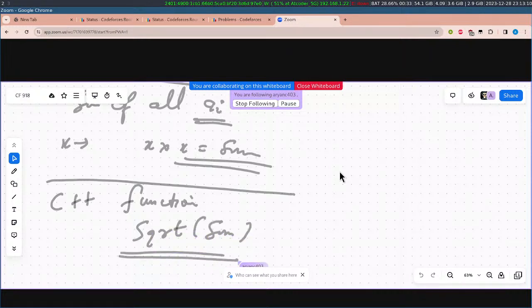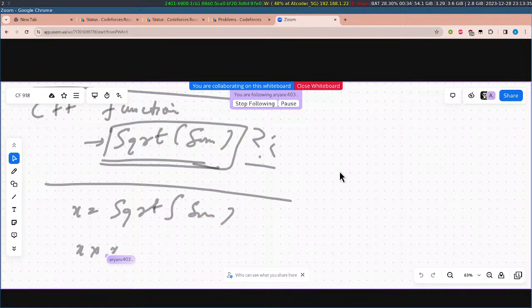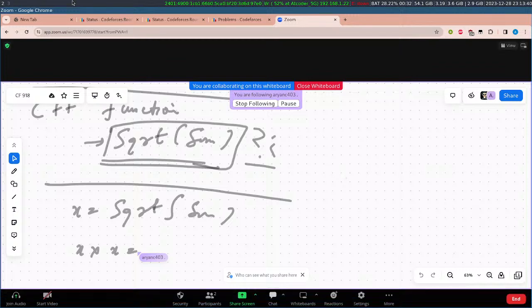But it's a Div 2 round, so there is a catch in using the square root function to find the square root of a number. Can anyone say what would be the possible catch over here? Why will using code like this fail? Yeah, right. Someone correctly said precision.